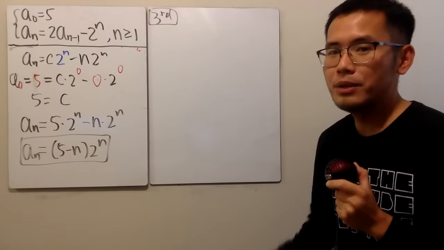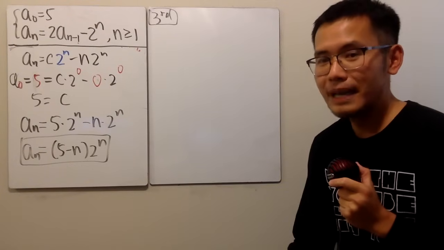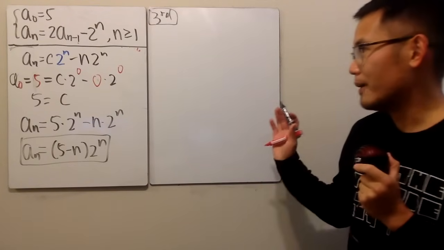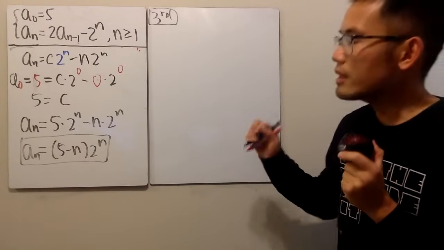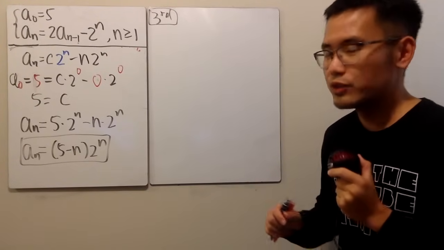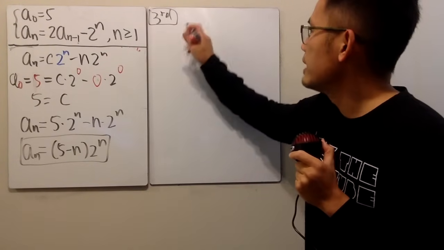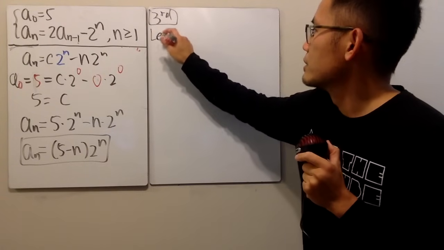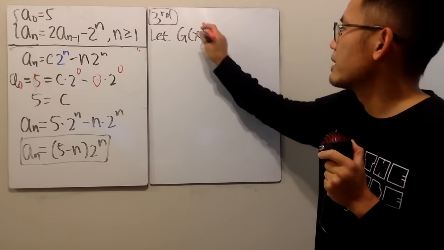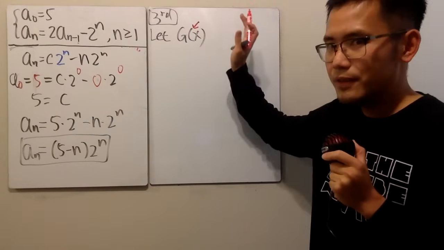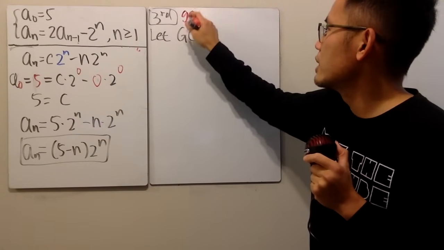This right here will be using infinite series, and the particular name for this is called the generating function, right? So here we go. I will have to tell you guys what a generating function is. I will just write this down for you guys. I will start with, let g of x, and again, this right here is what we call the GF, namely the generating function.